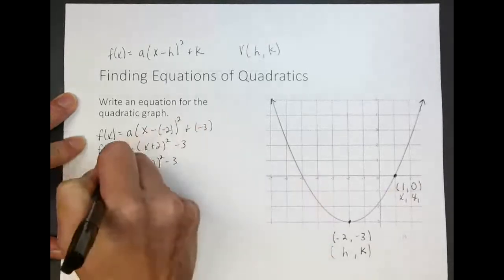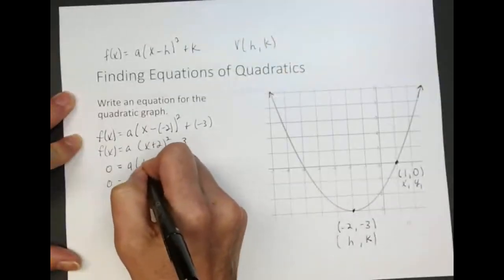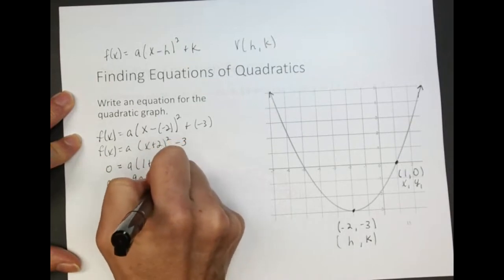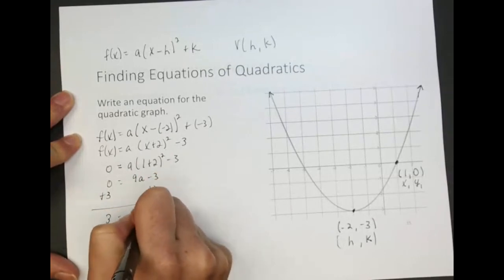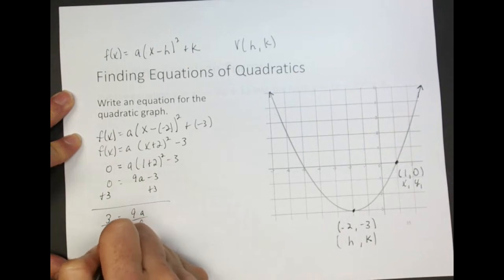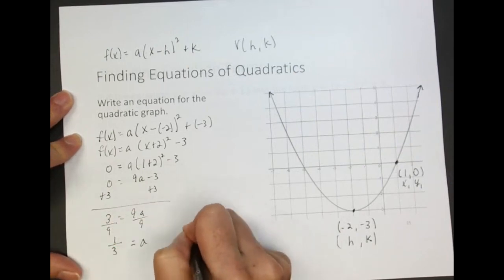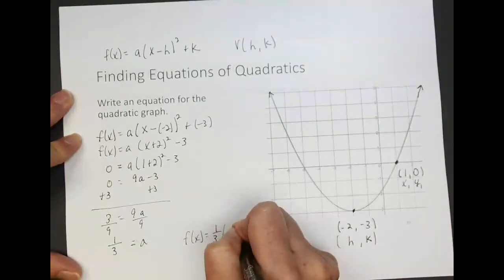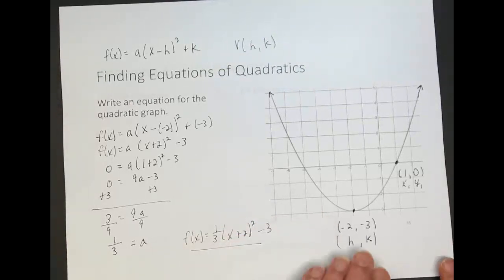I just want to solve for a then. All right, so simplifying, I would have 1 plus 2, that's 3, right? 3 squared is 9, so I would have 9a minus 3. If I add that 3 to both sides, then 3 is equal to 9a, divide by 9, and I see that a is 3/9, or that'll reduce down to 1/3. There we go. Now I have everything I need to write the equation. It's f of x equals 1/3 times x plus 2 squared minus 3. Okay?